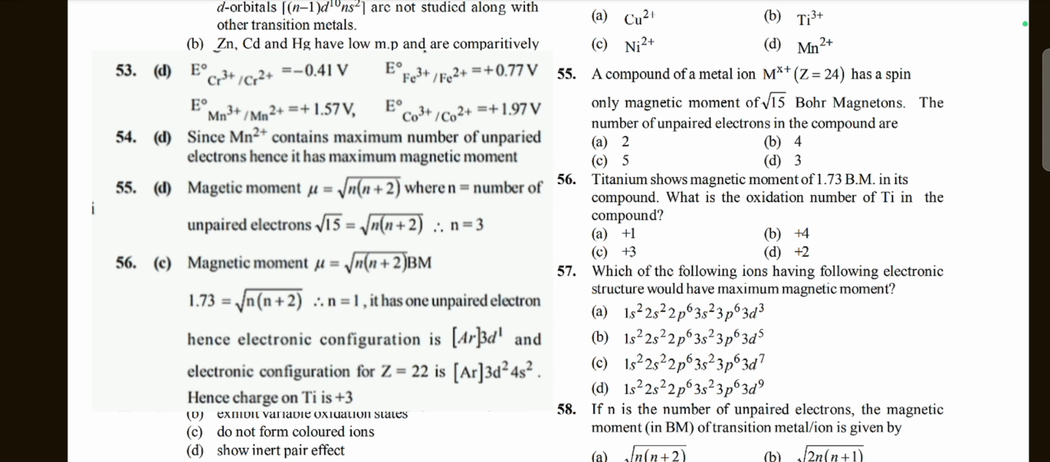Titanium shows magnetic moment of 1.73 BM in its compound. What is the oxidation number of Ti in the compound? Putting the same formula, 1.73 equals root of n(n+2). From here n will be equal to 1. So titanium should be in plus 3 oxidation state. Option C will be the answer.